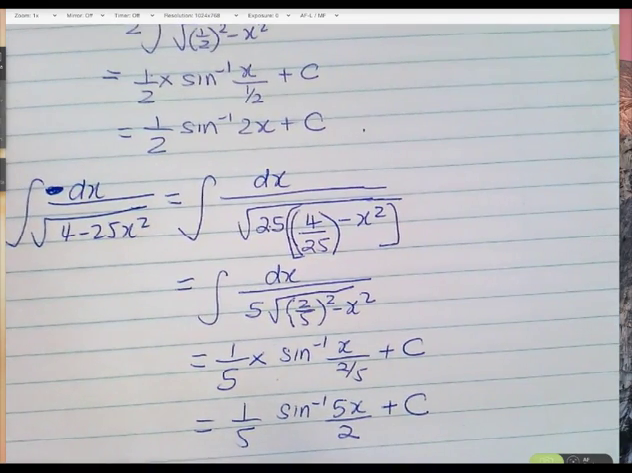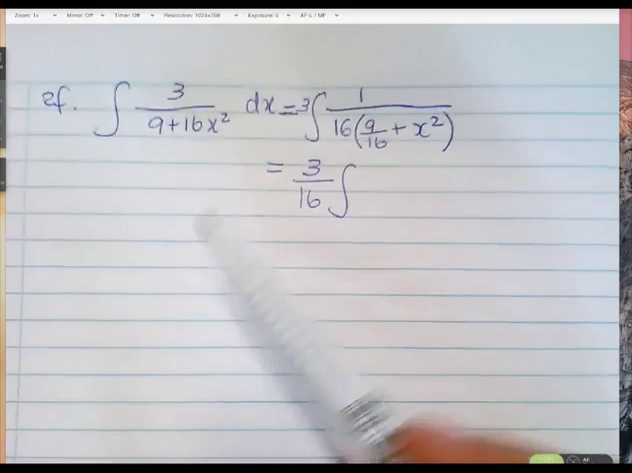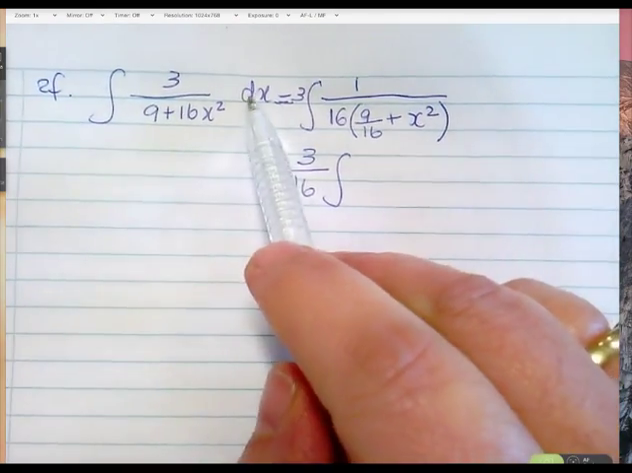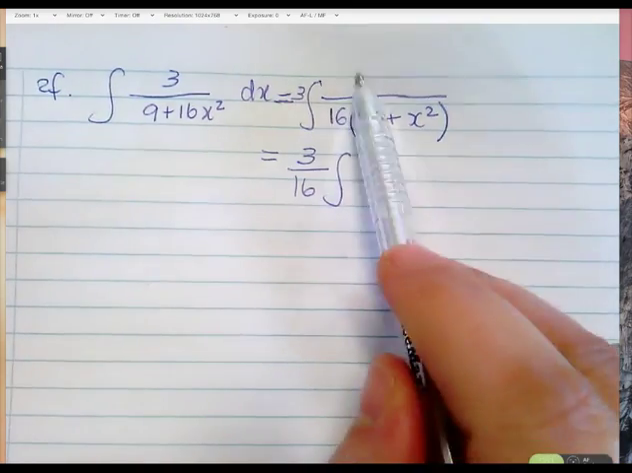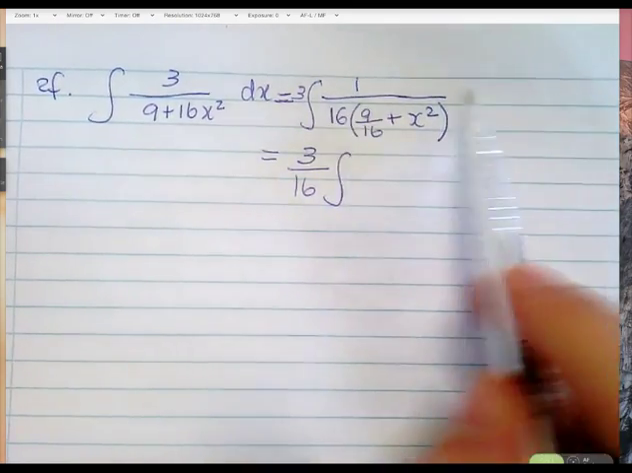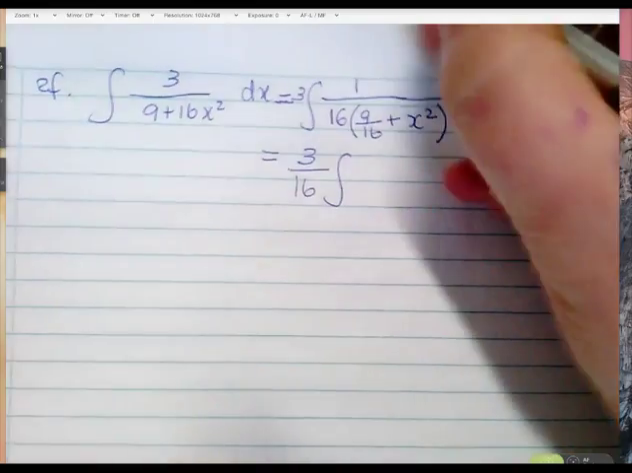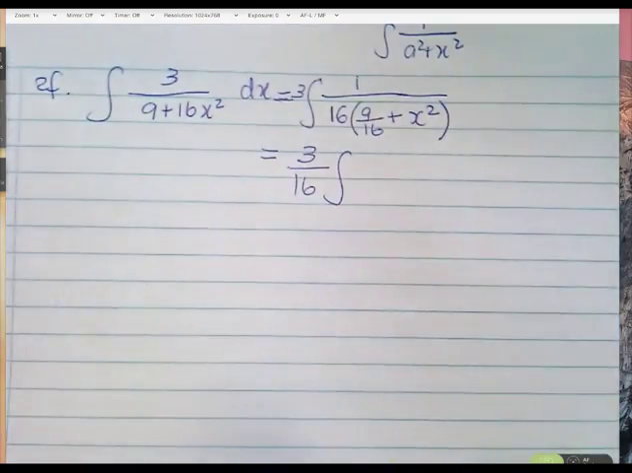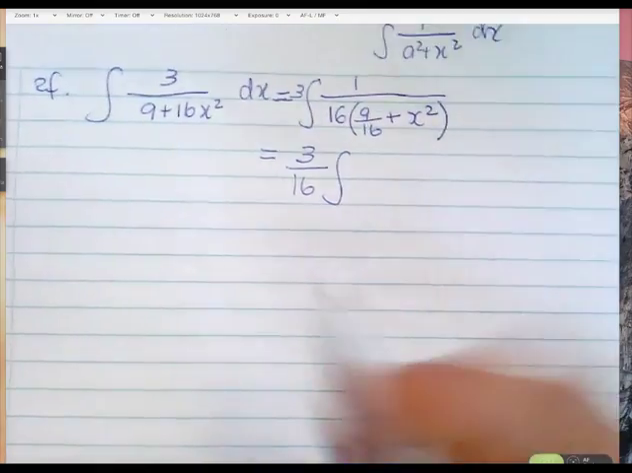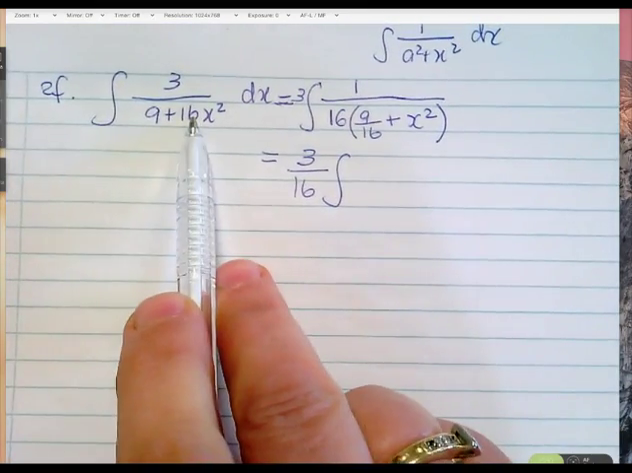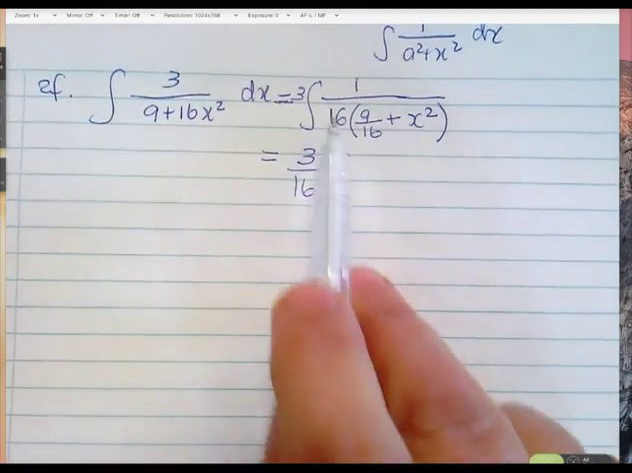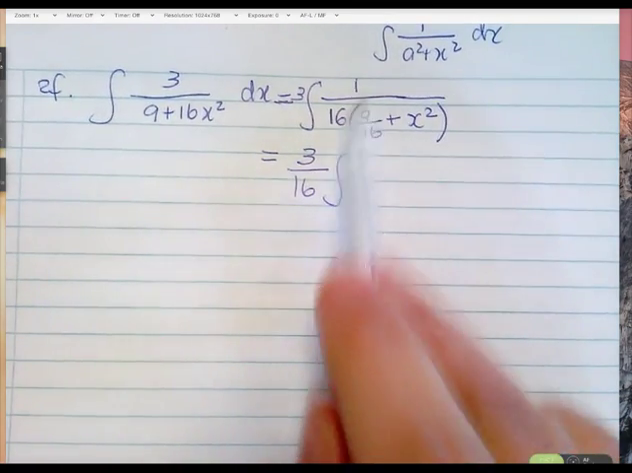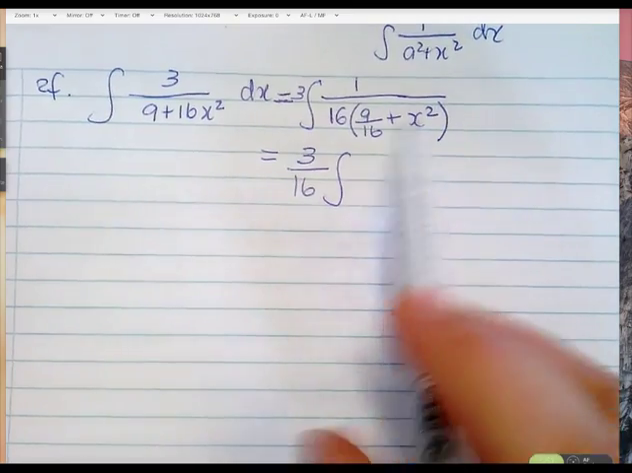All right. We'll do one more. Integrate 3 over 9 plus 16x squared dx. We're going to pull the 3 out because we want 1 on the numerator. So it's 1 over. We need it to be looking like integral of 1 over a squared plus x squared dx. So we're going to pull out the 16 because we don't want 16x squared. We just want 1x squared. So we pull out the 16. So 16 times bracket 9 over 16 plus x squared close bracket.